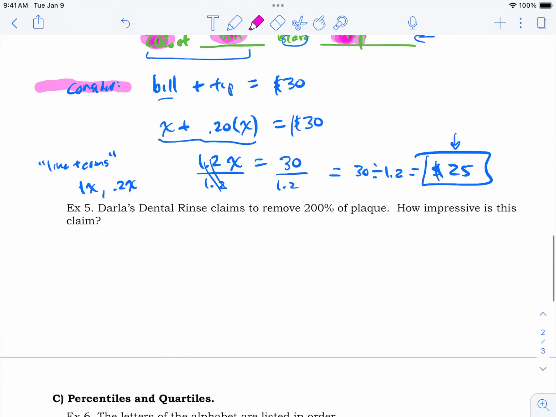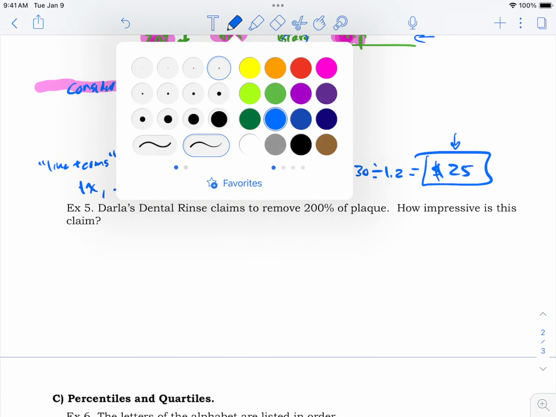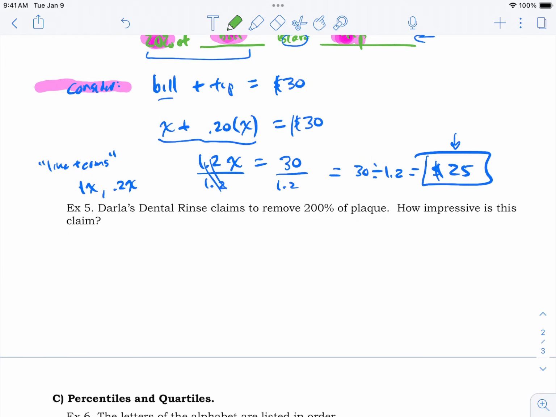Okay, one more on this page. Darla's Dental Rinse. This is a product you can get at some store somewhere, right? Darla's Dental Rinse has a nice claim on the bottle with the big shiny star and all that stuff, and maybe a couple exclamation points and a picture of a smiling family with really white teeth, and it says, hey, this removes 200% of your plaque on your teeth. Woohoo! Remove 200% of the plaque.